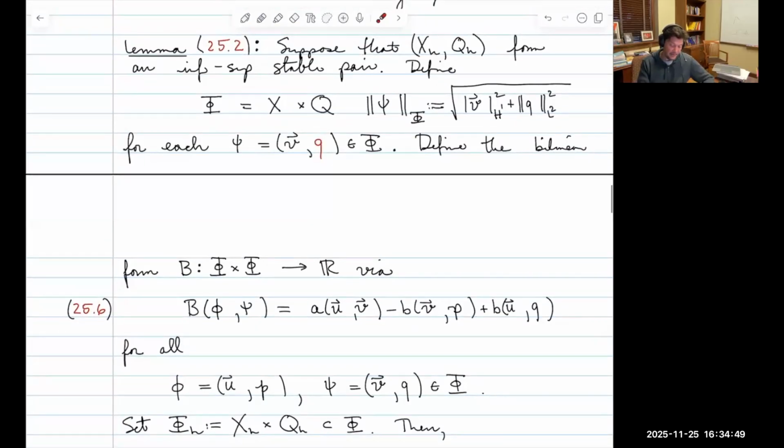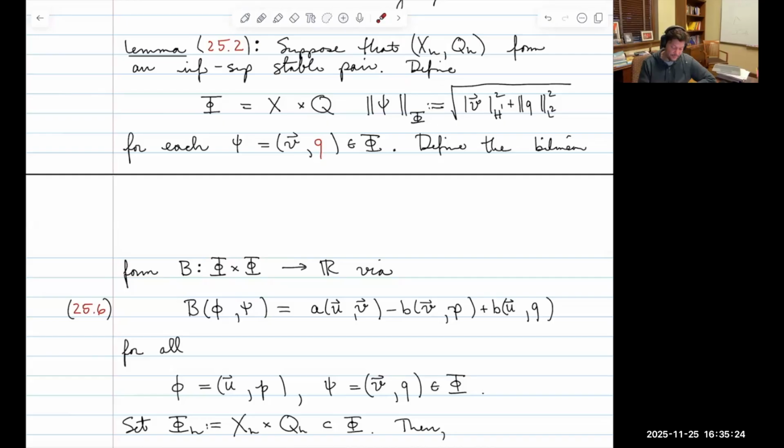Now we're going to define a bilinear form for those objects in the product space, and we're going to call it capital B. It's going to take an object from capital Phi and another object from capital Phi, combine them together to produce a real number. And the way it's going to do that is suppose I have this and this, these two elements from capital Phi. I need to combine them together somehow. So here's how I'm going to do that operation.